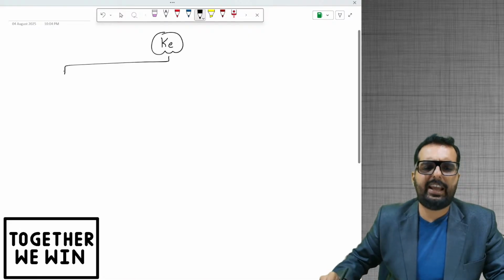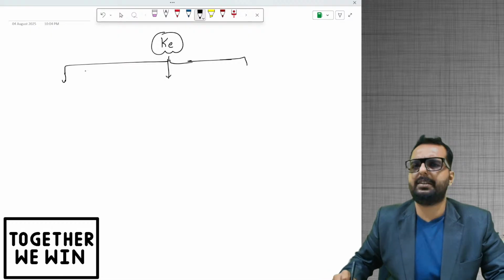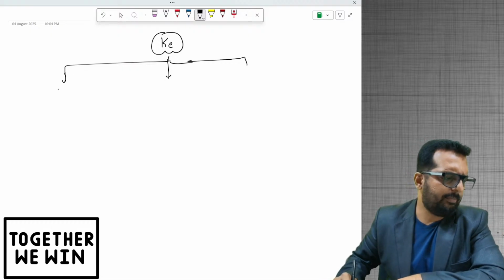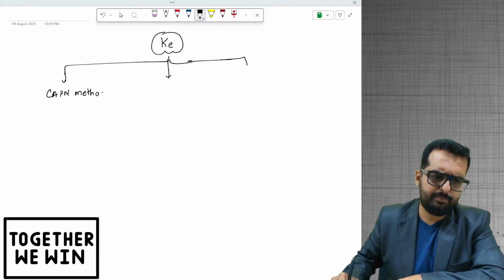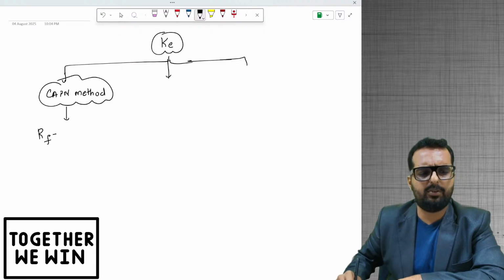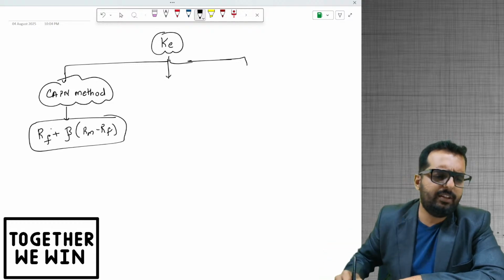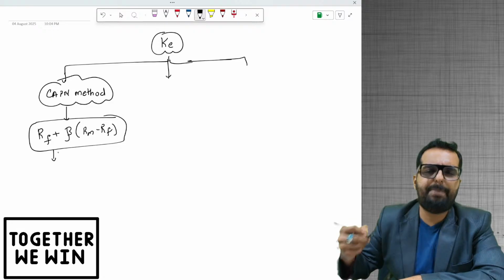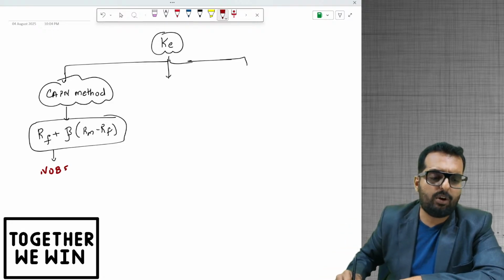Friends, KE can be found out using multiple methods. The three popular methods, I'll share it with you. The first method is what you call the CAPM method. Under the CAPM method, the formula is going to be RF plus beta into RM minus RF. This is nothing but the best method also. Why? Because this formula has got the Nobel Prize.